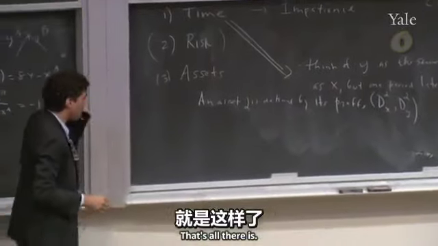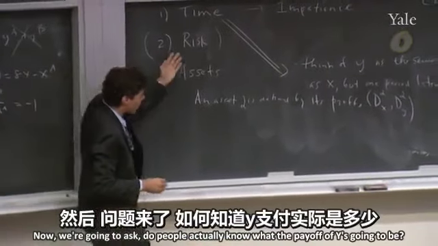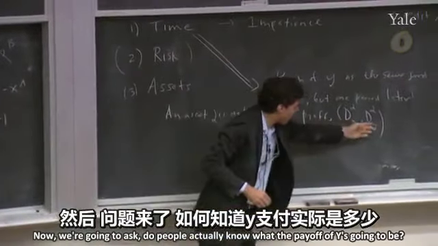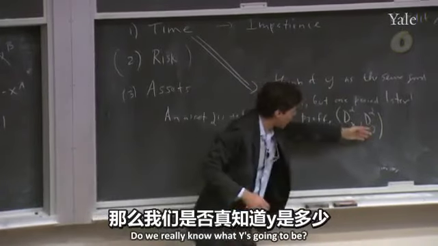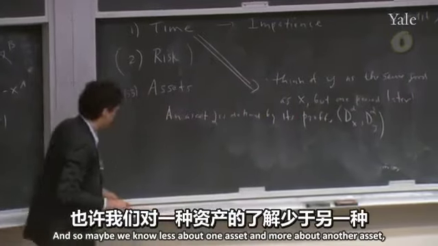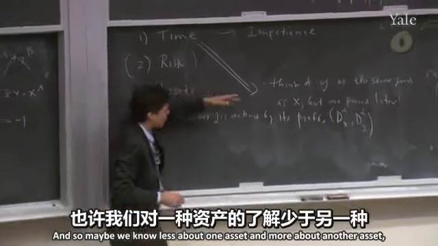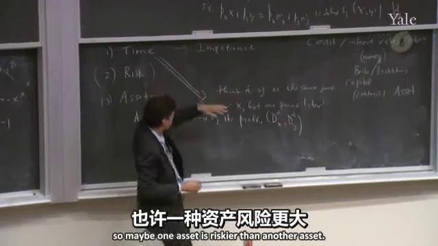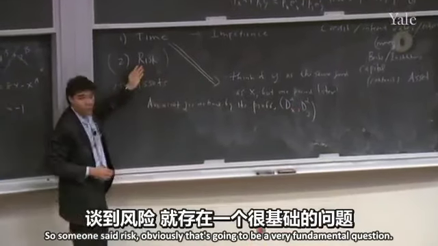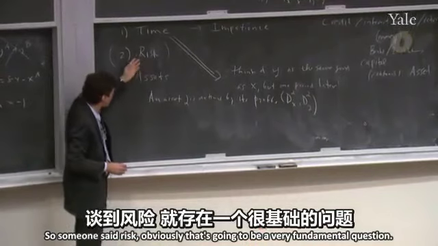That's all there is. Now, we're going to ask, do people actually know what the payoff of y is going to be? If y is in the future, that means it hasn't happened yet. Do we really know what y is going to be? So maybe we know less about one asset, more about another asset. So maybe one asset's riskier than another asset. So someone said risk. Obviously, that's going to be a very fundamental question.